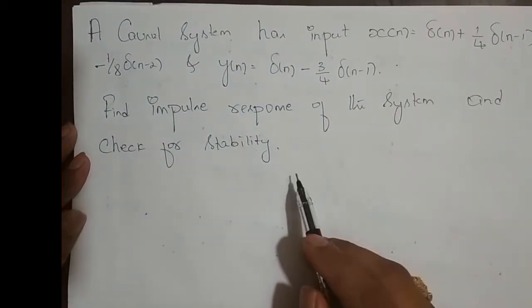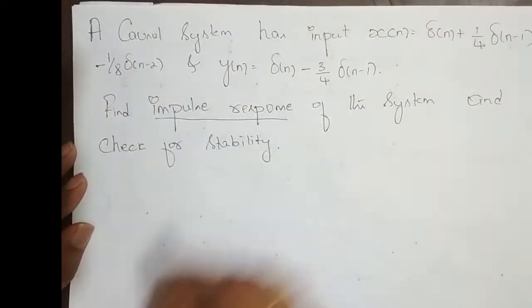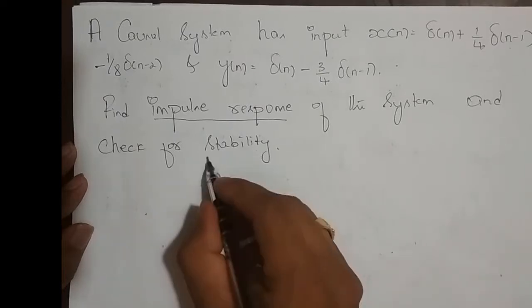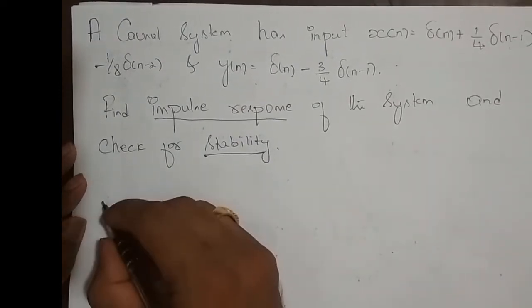So our aim here is to find its impulse response and check whether the system is stable or not. Okay, so solution.